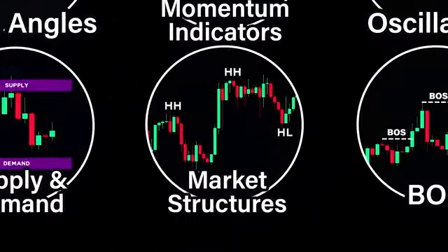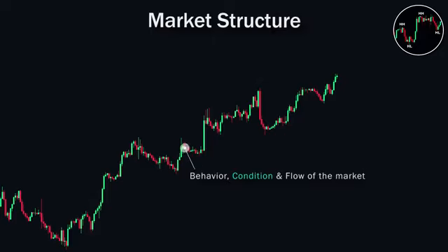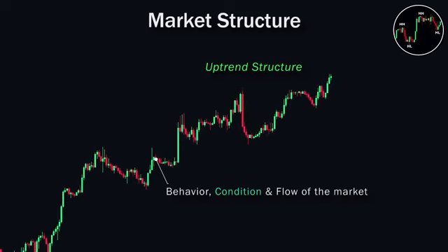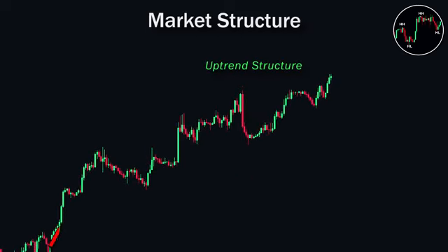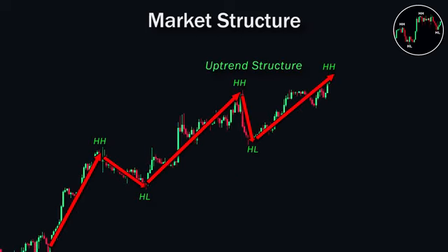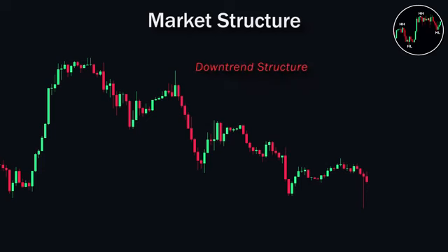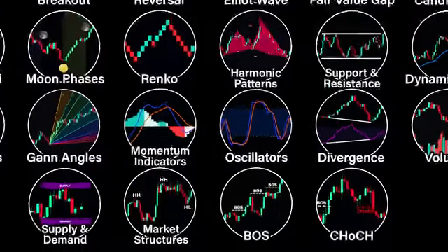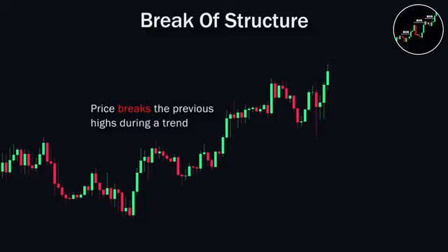Market structure. Market structure is when a trader analyzes the behavior, condition, and flow of the market. An uptrend structure is characterized by price forming higher highs and higher lows, while a downtrend structure is characterized by price forming lower highs and lower lows. Breakout structure. It is when price breaks the previous price peak during a trend.